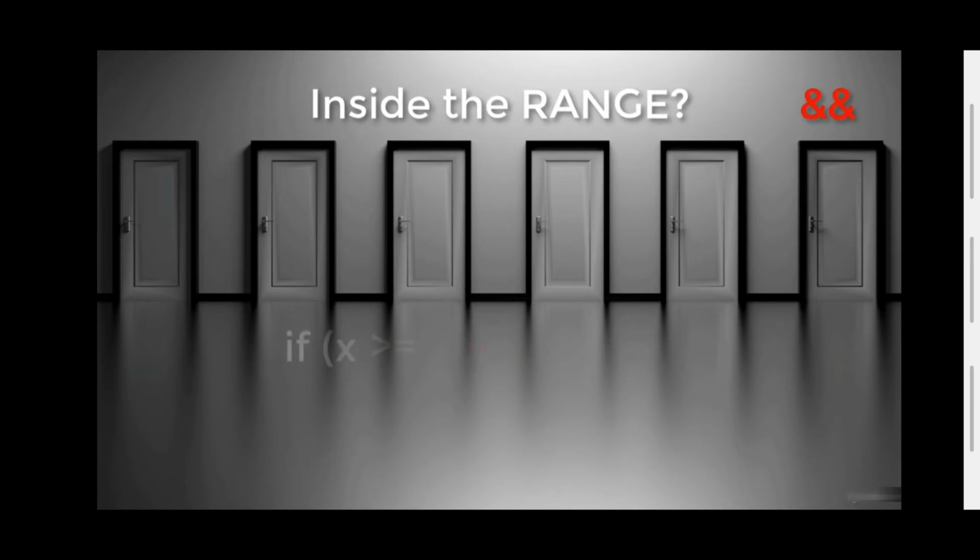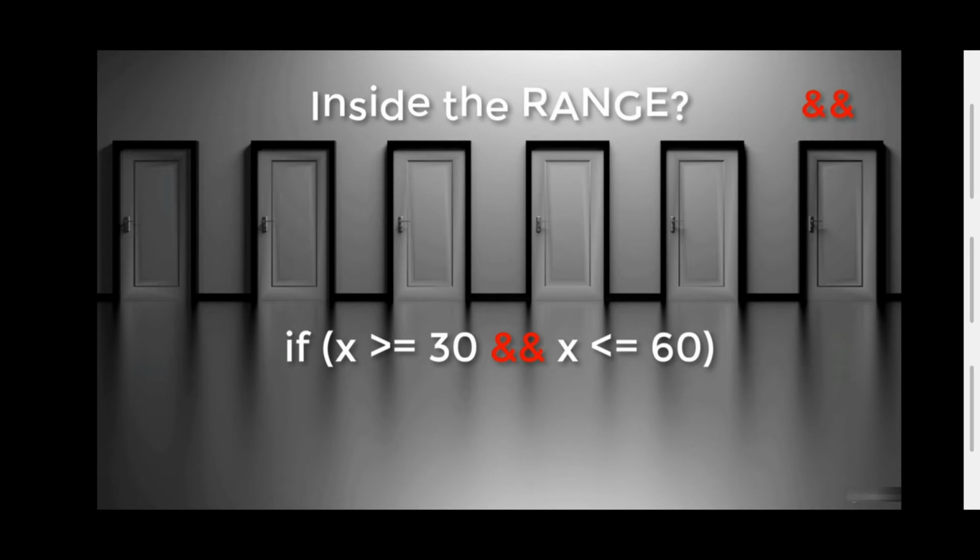Now evaluate the following statement. So the question here is, if the value is greater than or equal to 30, and at the same time the value is also less than or equal to 60. Both sides of the AND operator must be true. So let us take the value of 40 as an example.